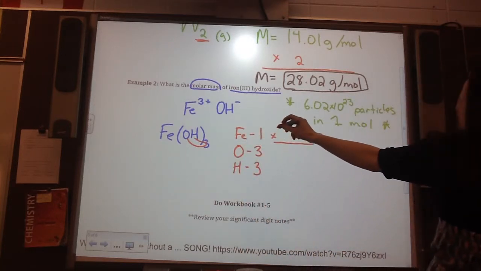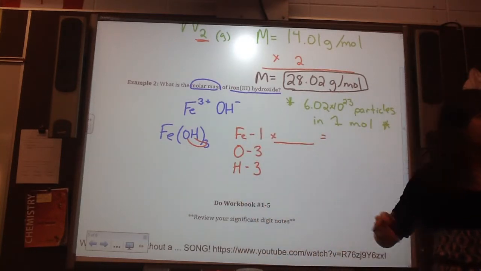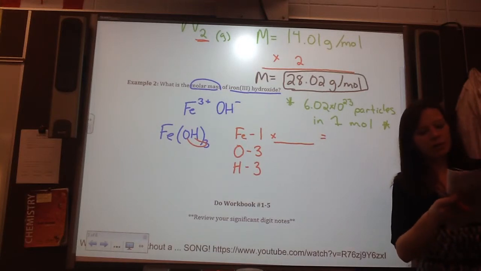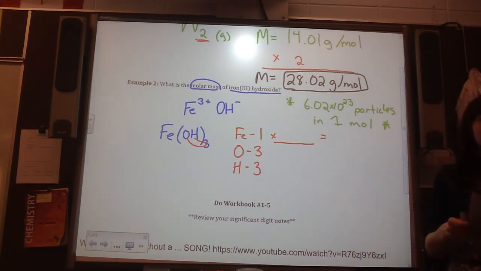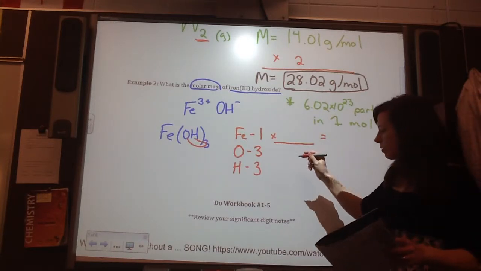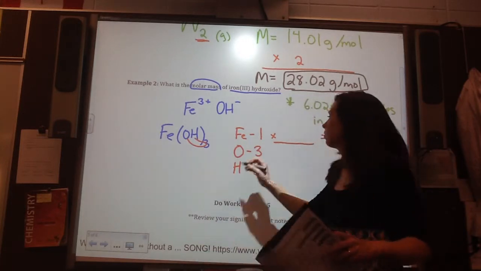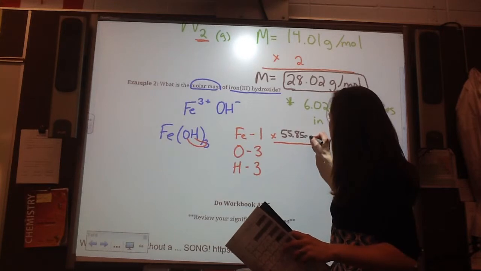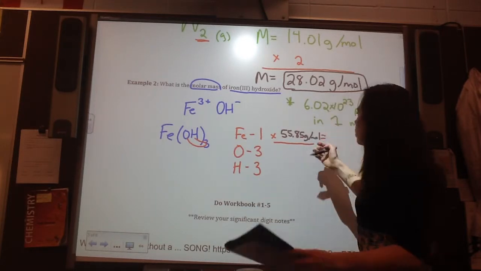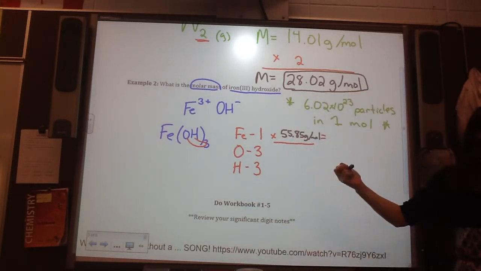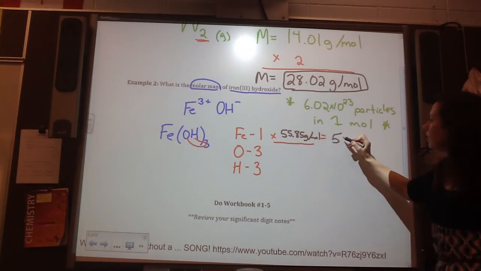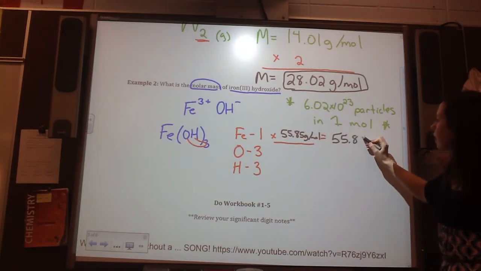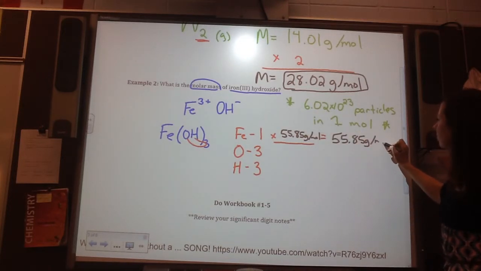So now you go to your periodic table and you go to iron, which is number 26. So what's the molar mass of iron? 55.85 grams per mole. So times that by 1, that's obviously going to stay the same. So 55.85 grams per mole.